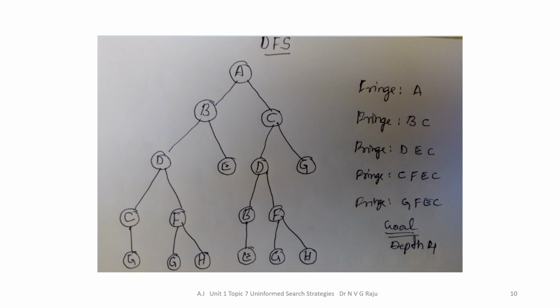Now check whether C is a goal node. If C is not a goal node, expand its successors. The successor of C is G. Now remove C from fringe, add G to the fringe. Now G is a goal node. We identified the goal at depth 4 using DFS.